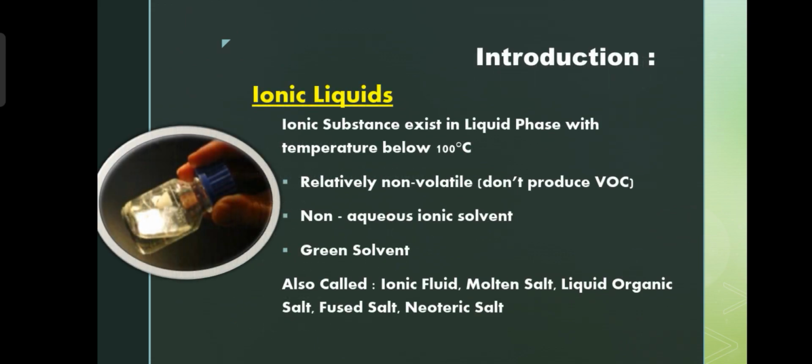And here is the introduction part. As ionic substances are usually in solid form, the main key here is that it is in the form of liquid. So an ionic substance exists in the liquid phase at a temperature below 100 degrees centigrade. It is a non-aqueous ionic solvent. It is also a green solvent. As it has many key features, we can make it and use it in our industrial processes or many other cases. It is also called ionic fluid, molten salt, liquid organic salt, fused salt, neutral salts.